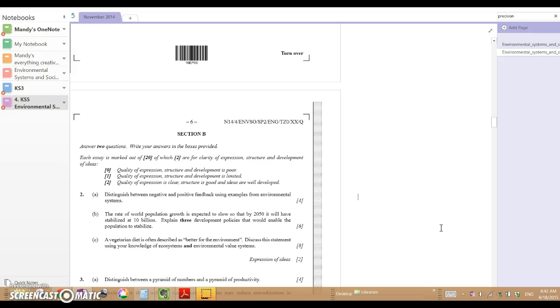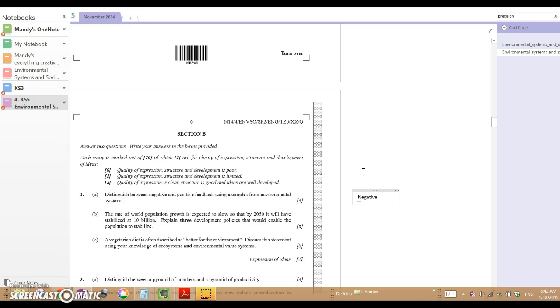Okay, so have a look at question 2A first. Distinguish between negative and positive feedback using examples from environmental systems. Note that it's for 4 marks. Hit pause now. Okay, so basically here you're just going to give your definitions to show that there's a contrast between negative and positive feedback.